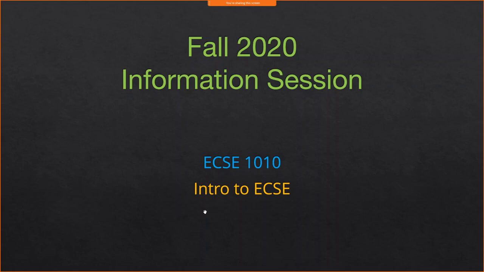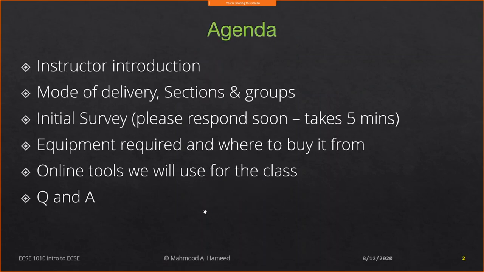So let's go to the second slide here. Okay, so that's going to be my agenda. I'm going to first introduce myself, talk about what I do at RPI, then talk about the class, the mode of delivery for the class, whether it's going to be hybrid or online. I'll talk about the two sections for this course, and I'm going to further split each section into three groups. I'm also going to touch on the email that I sent out yesterday about the initial survey.